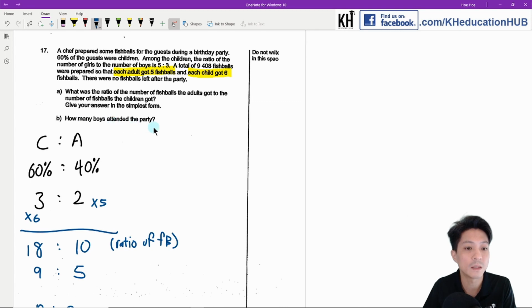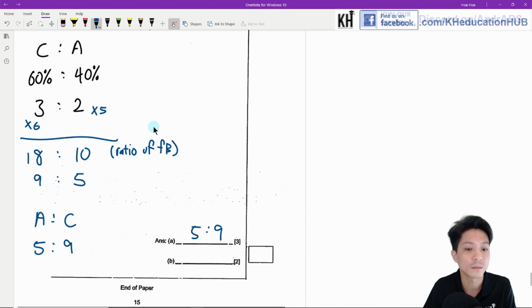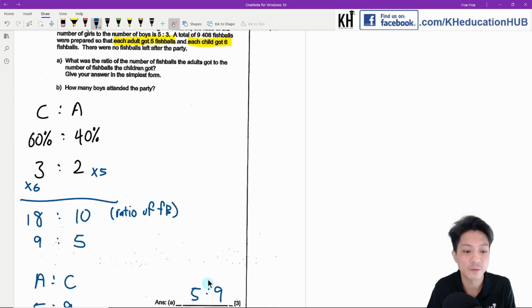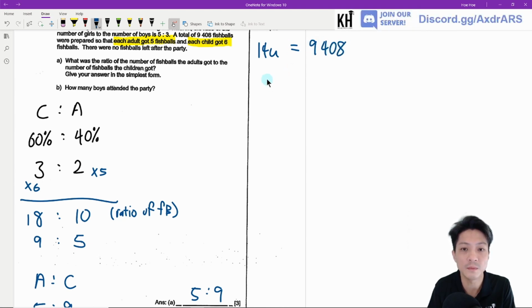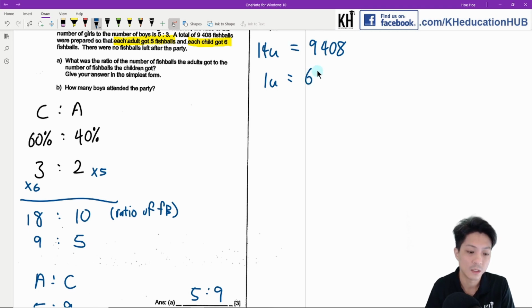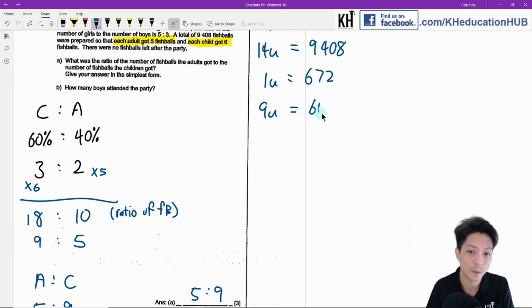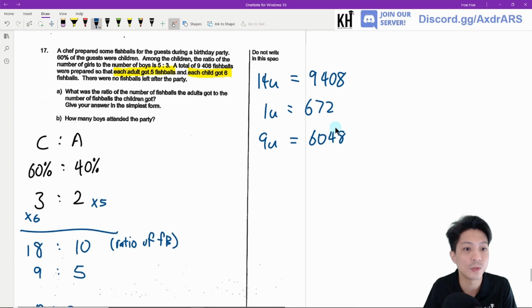Part B, how many boys attended the party? We're going to find out how many fish balls the children received. So 9 plus 5 will be 14 units. 14 units is equal to 9,408. 1 unit is equal to 672. And children is 9 units, right? 9 units is equal to 6,048. This is the number of fish balls that the children received.